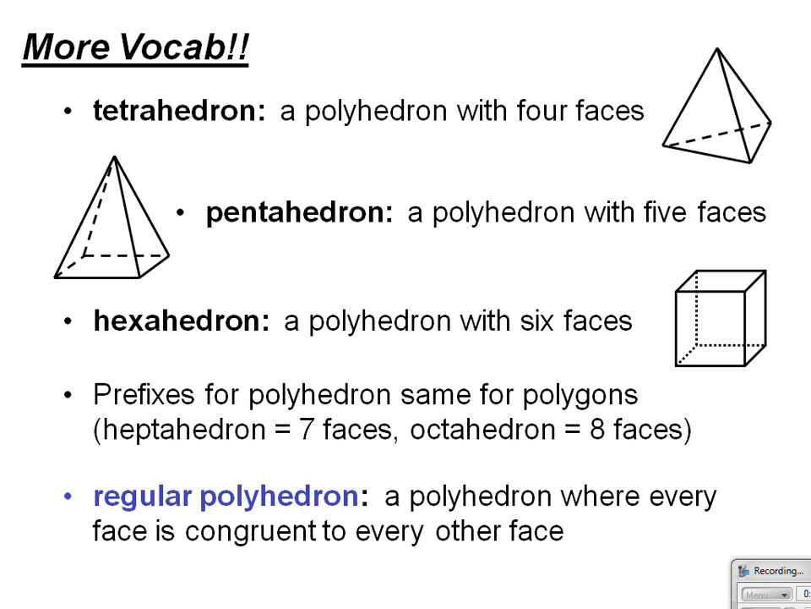A regular polyhedron is a polyhedron where every face is congruent to every other face. For example, in this, both the tetrahedron and the hexahedron that I have shown there, these are regular polyhedra because in the tetrahedron's case, all the triangles are congruent. Or in the hexahedron's case, all the faces are squares, which are congruent.